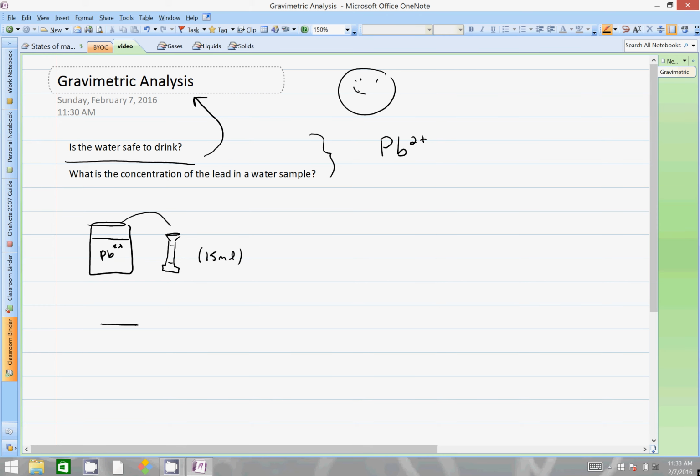We're going to try to determine the molarity of the unknown water. So my volume is going to be 0.015 liters. I need to know the moles of this to divide to get the molarity of the lead ions. So now we have our sample measured out in a beaker, 15 milliliters of our lead ions.